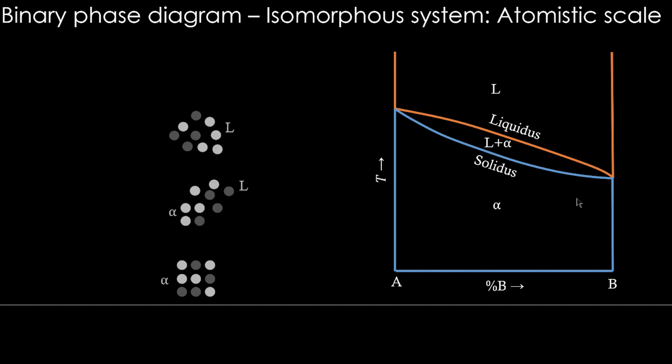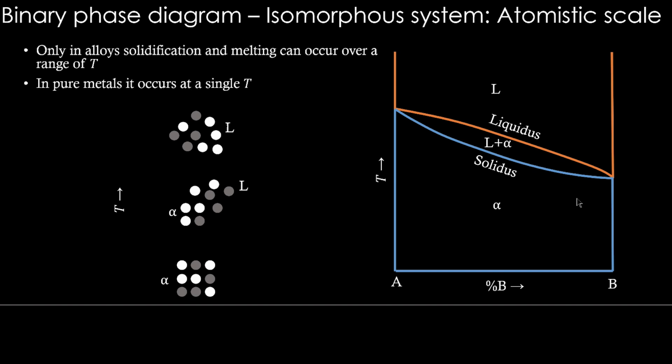So what are these? Liquidus is a temperature above which everything is liquid. Solidus is a temperature below which everything is solid. So in the atomistic picture we have seen, at low temperature it's all solid, and at high temperature it's all liquid. As the temperature increases, we have different phase equilibria coming. So only in alloys, solidification and melting can occur over a range of temperature. The range of temperature is bounded by these liquidus and solidus lines.